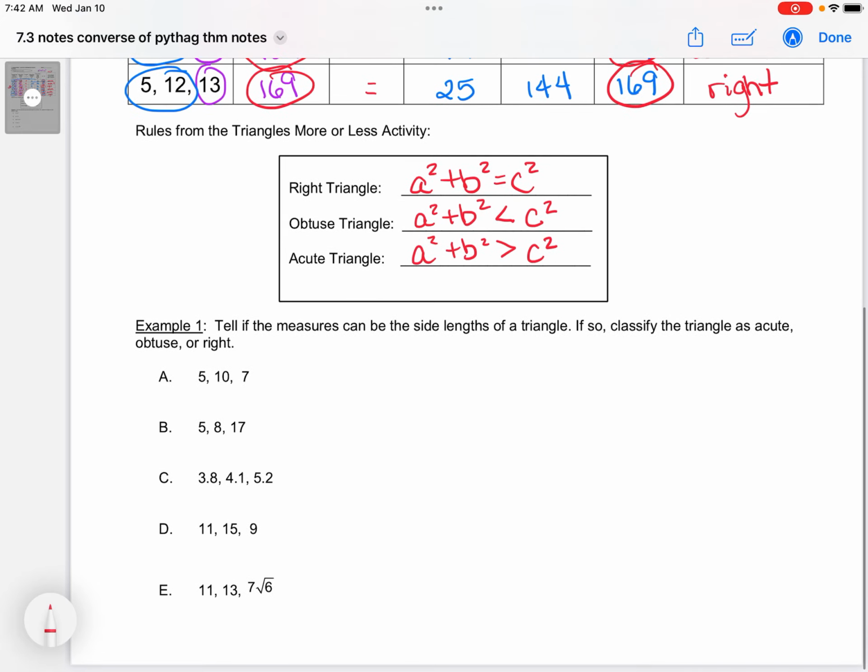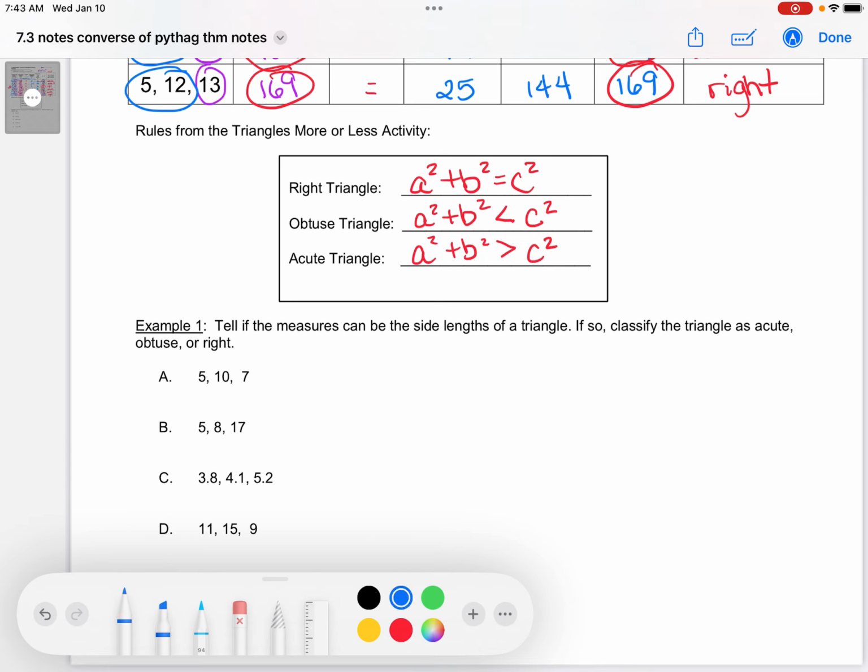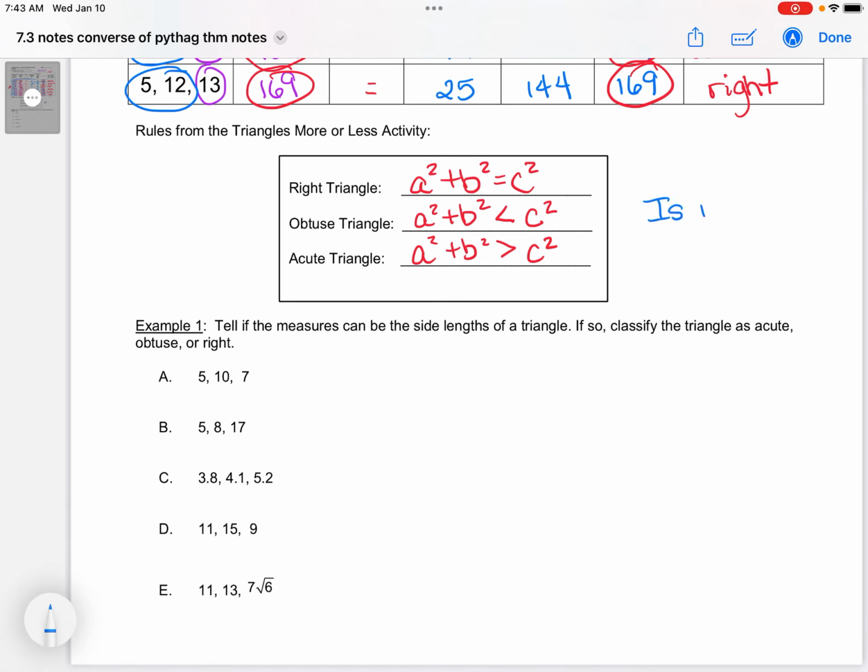All right, so basically all we're going to do is tell if these are right triangles, or if it's even a triangle at all. Do you remember the rule for if it's a triangle at all? Let's put this in blue. Is it a triangle? And we did this. The two shorter sides have to be longer than the longest side.